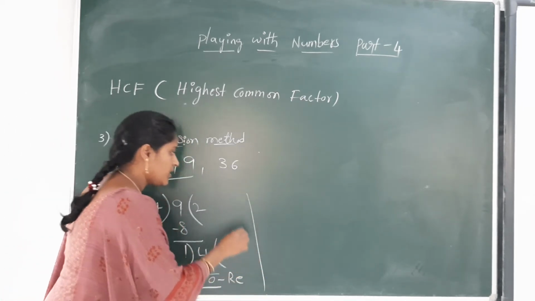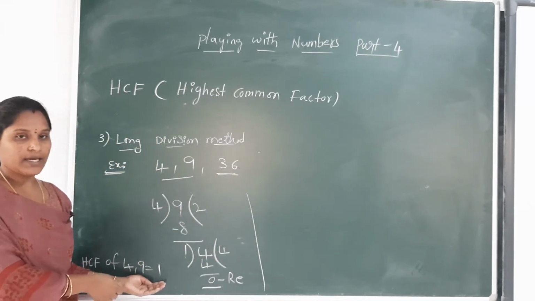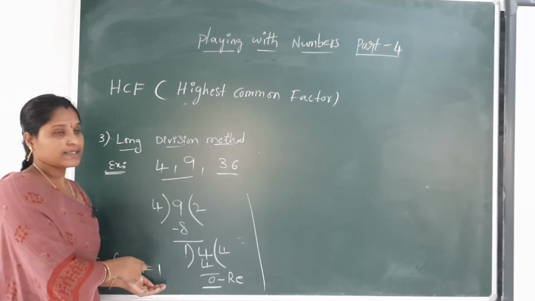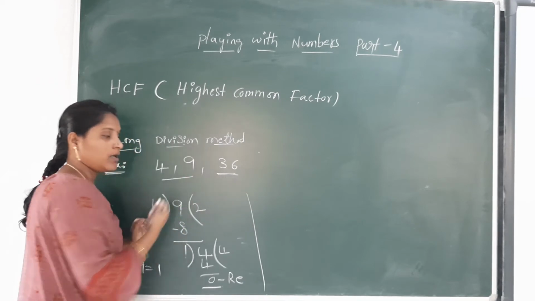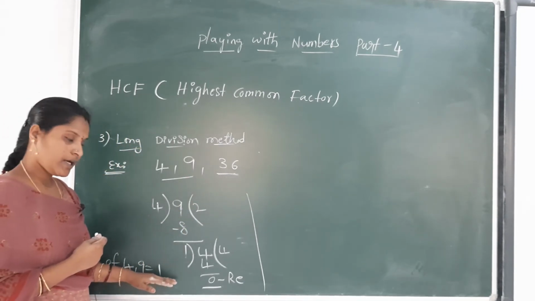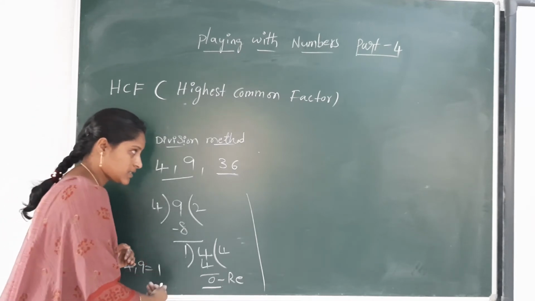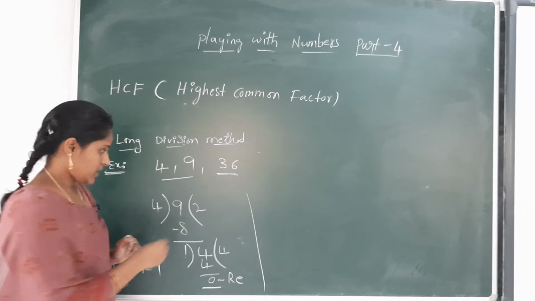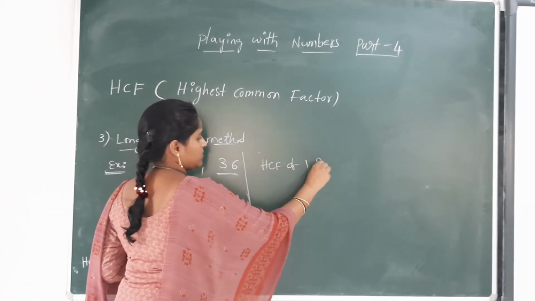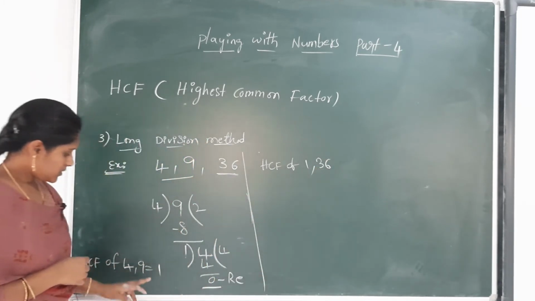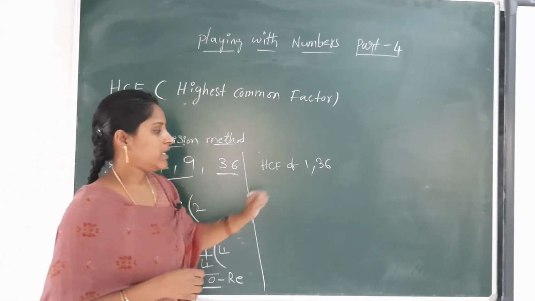Next, still we have another number, 36. Already we got the HCF as 1 here. With this HCF, we are going to find out the HCF of this HCF and the third number. For example, we are going to find the HCF of 1 and 36.